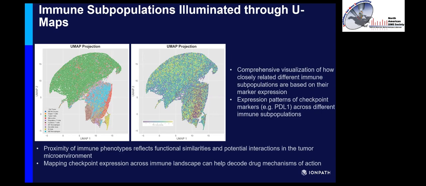Here you've got a UMAP where the different point colors are showing cells of different phenotypes. On the right, we're looking at the same UMAP, but the coloring here shows you the PD-L1 expression within those cells, and you can see which cells in the projection have high or low expression of PD-L1, which is the checkpoint marker. So the proximity of immune phenotypes reflects functional similarities and potential interactions in the tumor microenvironment, and then mapping those checkpoint markers and their expression across the immune landscape can help decode drug mechanism of action.